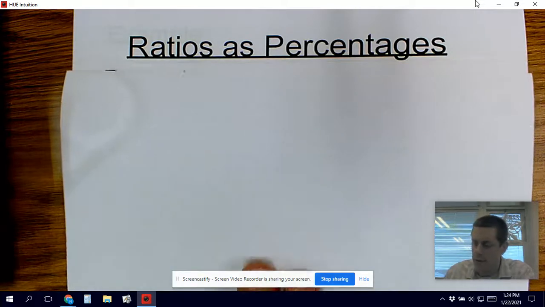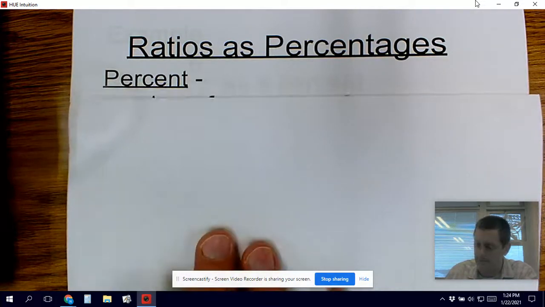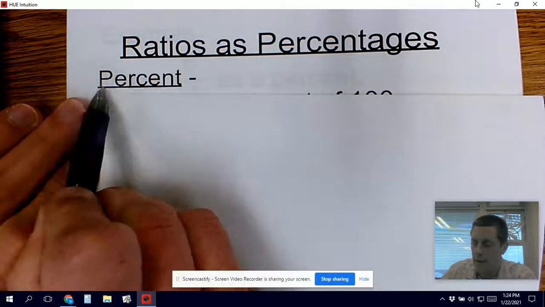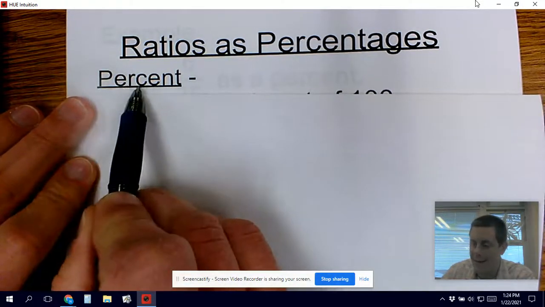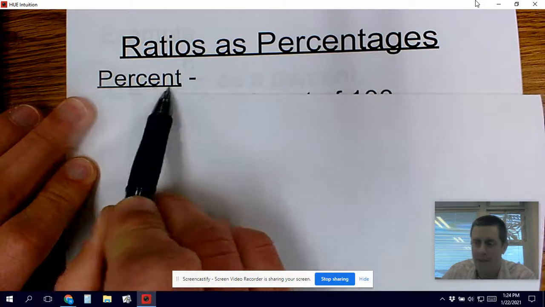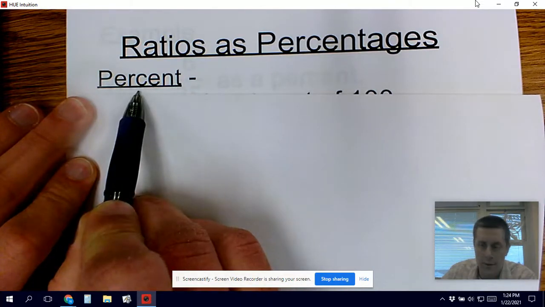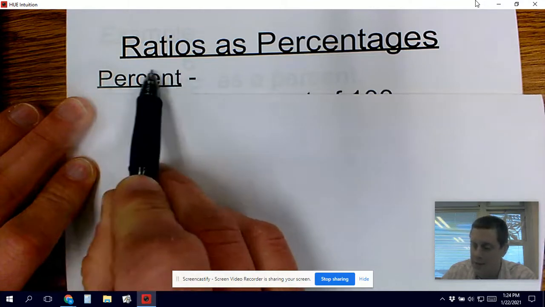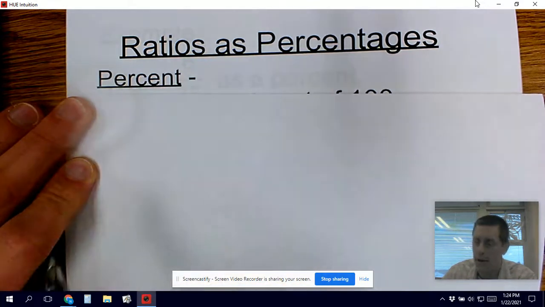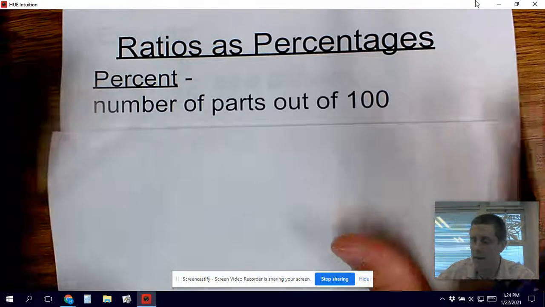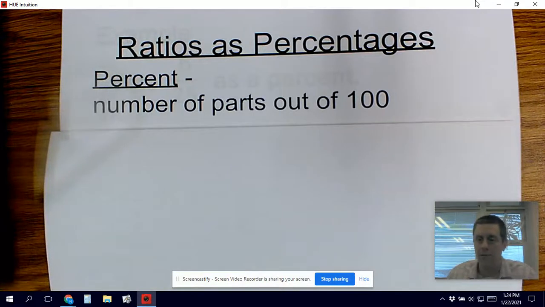Let's start with the definition of a percentage or a percent. If you break down the word, you see the root per and cent. So if you think of cent, how many cents are in a dollar, or how many years are in a century? In either way, cent has a meaning of 100. So percent is just another word that means per 100. In the official definition, if you want to copy it down, it is the number of parts out of 100.